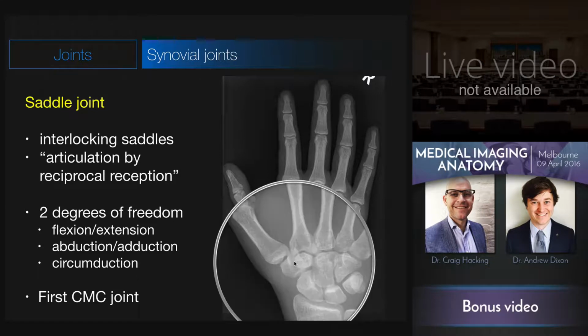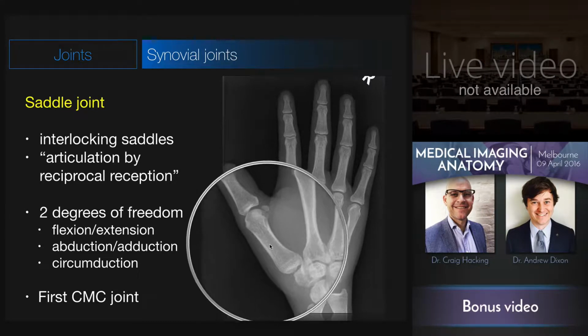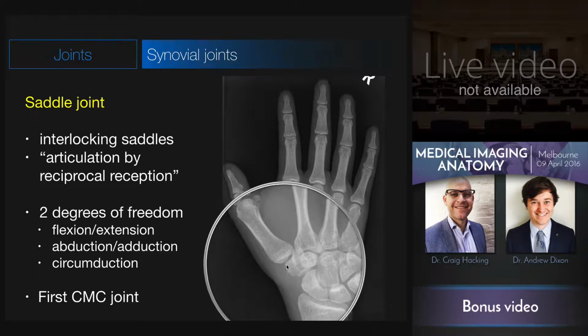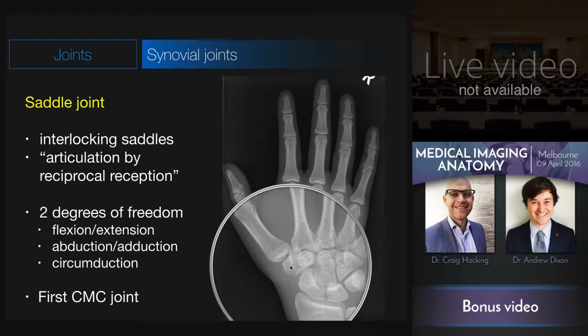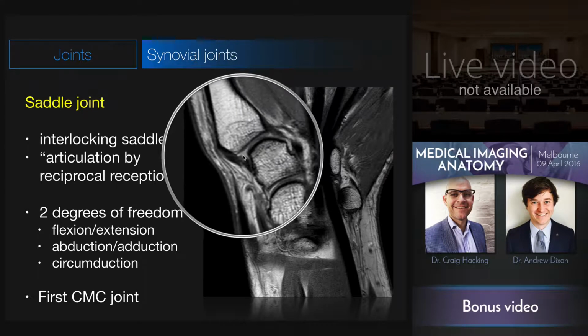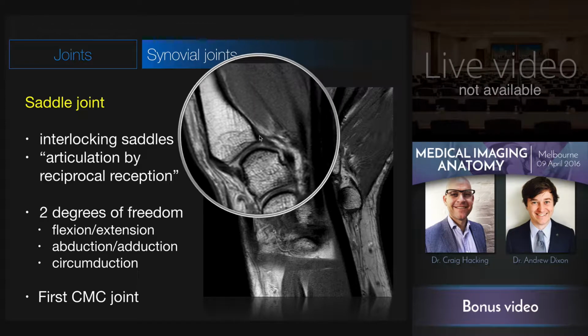If we have a look at this X-ray, we can see here that the base of the first metacarpal has a saddle-like depression in it for articulating with the trapezium. If we have a look on MRI, you'll notice that this joint contains a fair bit of fluid and has a very thick capsule consistent with this joint being very mobile. And if you're a person who likes to twiddle your thumbs, then this is the joint that allows you to do that.